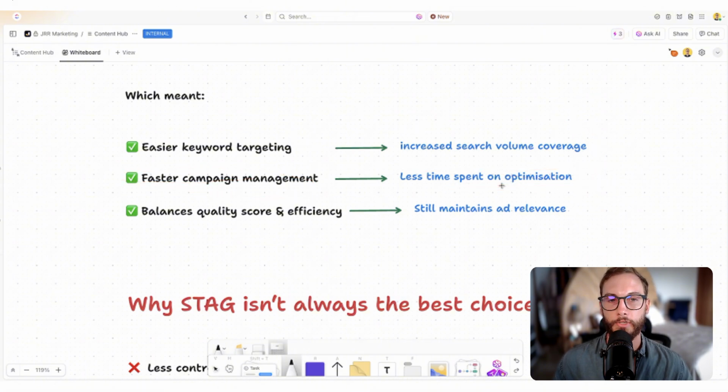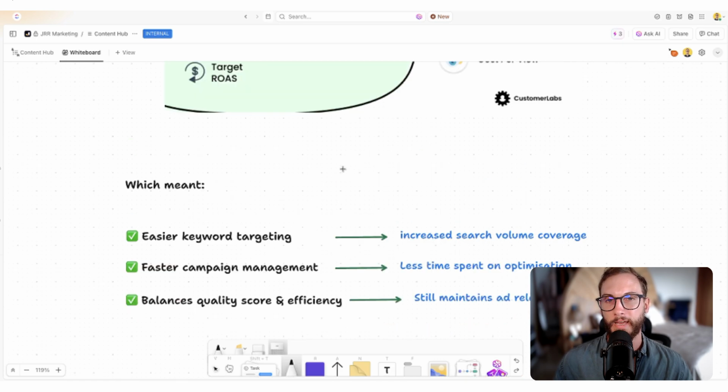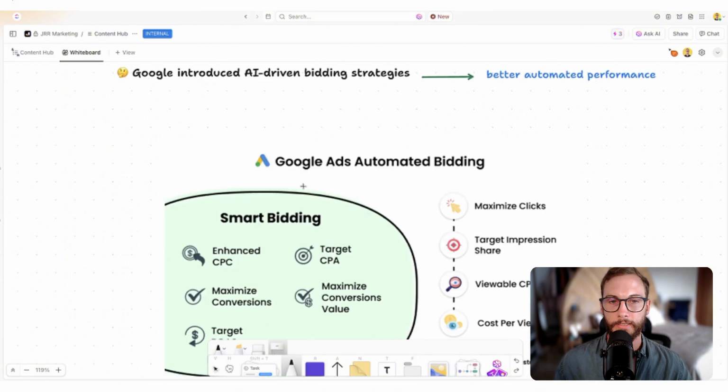You basically go to an agency and they'll spend a decent amount of time on your account and they'll still move the needle for you. It balances the quality score and efficiency and maintains the ad relevance, but it's not as good as the single keyword ad group. But single keyword ad group by this point became dead. You couldn't really set up your account that way because it's just unsustainable.